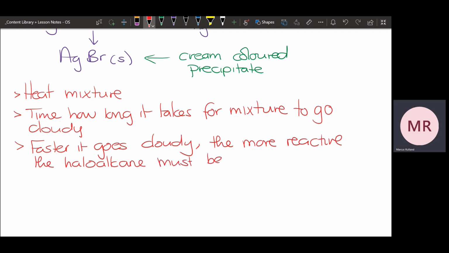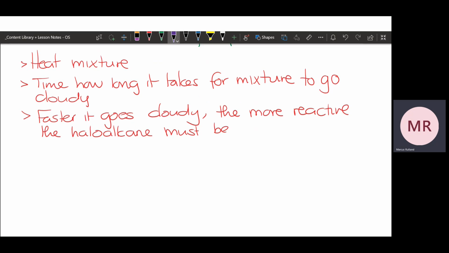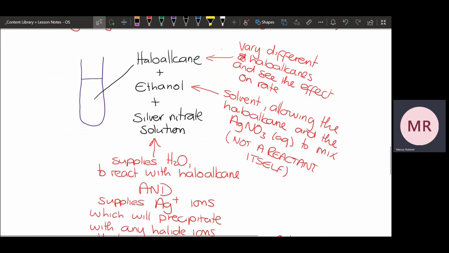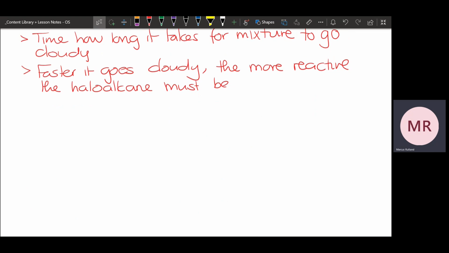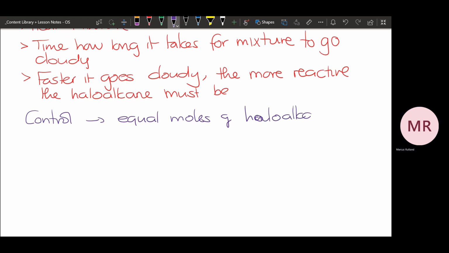So we would expect an iodoalkane to go cloudy very fast because of that weak C-I bond. We would expect a fluoroalkane to go cloudy very slowly because it's a very strong C-F bond. As with all of these things, if you're asked to describe an experiment, diagrams are good, but you must also specify things to do with what measurements you take, controlling variables, accuracy, etc. So we could control things like equal moles of the haloalkane each time. Equal volume of ethanol.